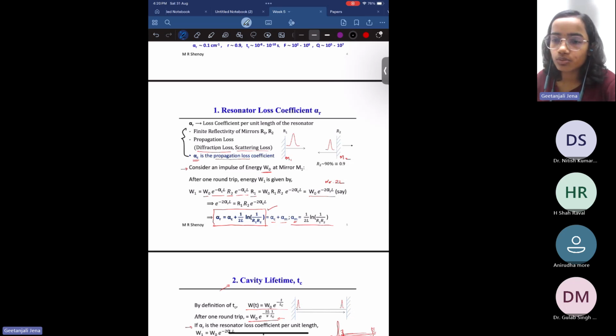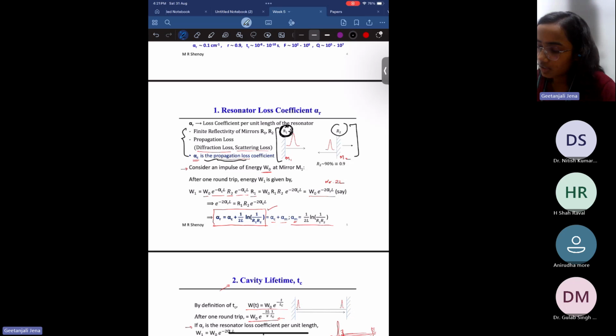This propagation loss may be due to diffraction loss, the spreading out of the beam while it propagates through the medium, or it can be scattering loss. For propagation loss we denote a term alpha C, which is the propagation loss coefficient. Now look at the diagram on the right. It consists of two plane mirrors M1 and M2, with reflectivities R1 and R2.